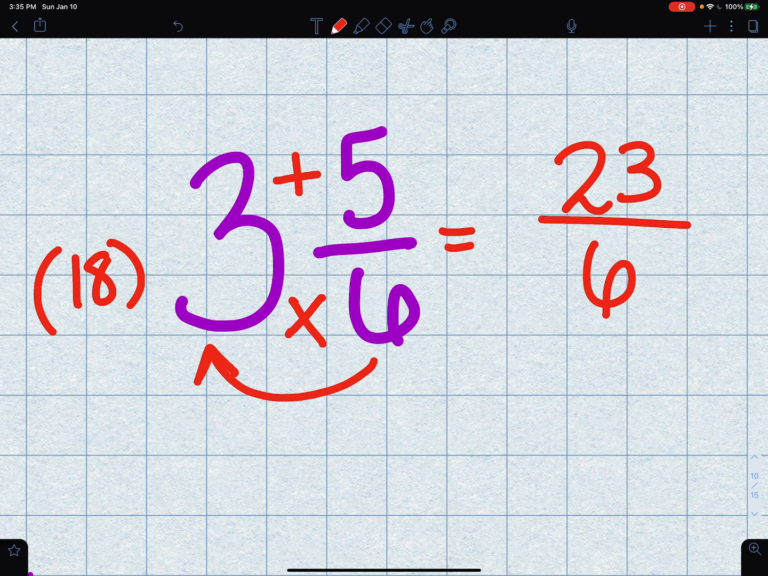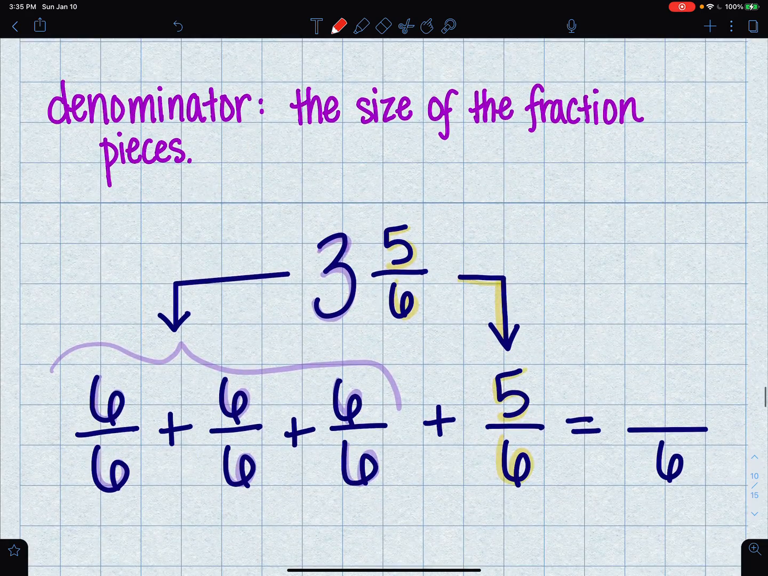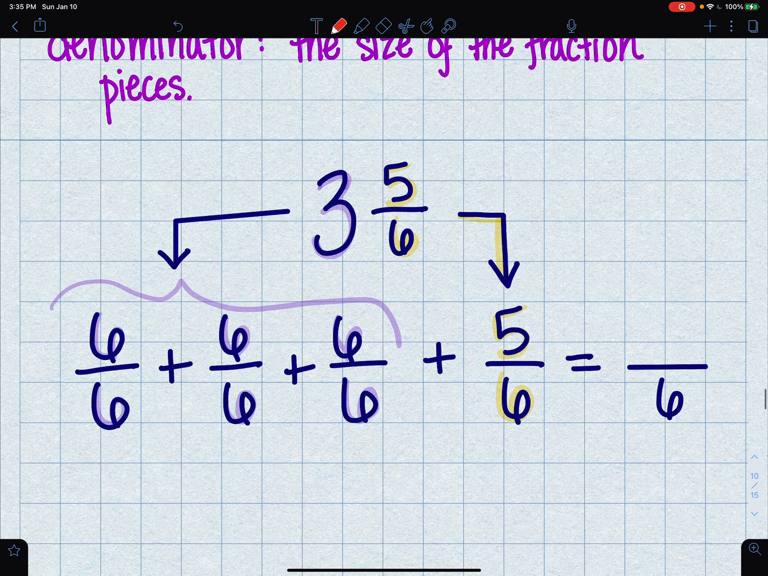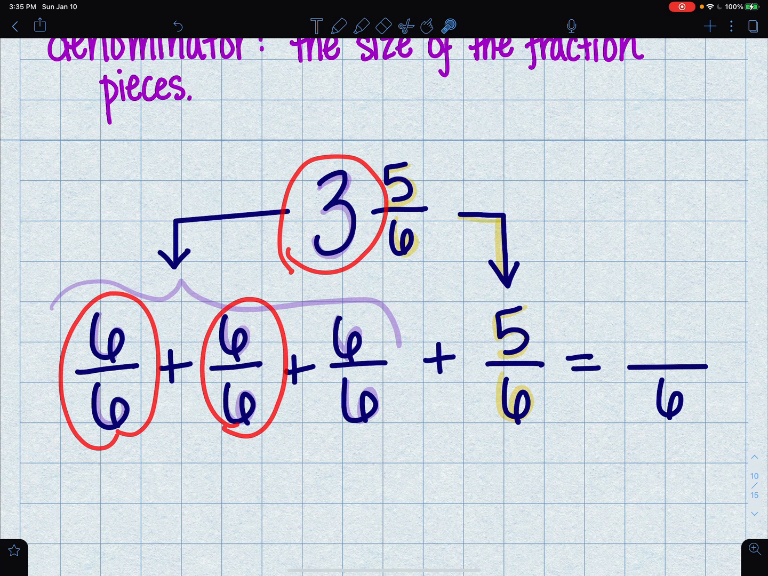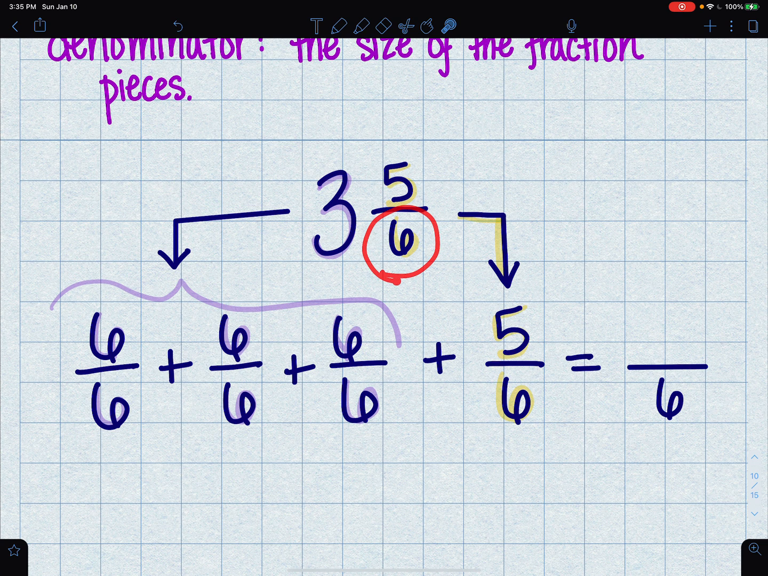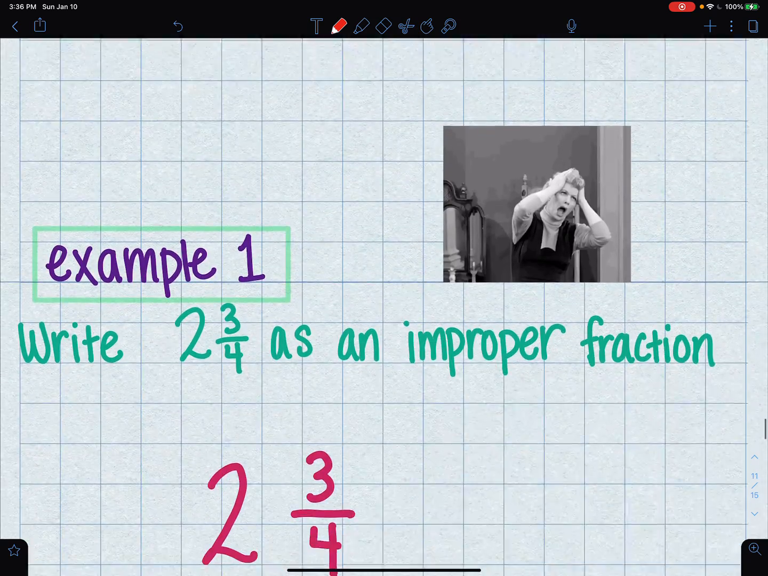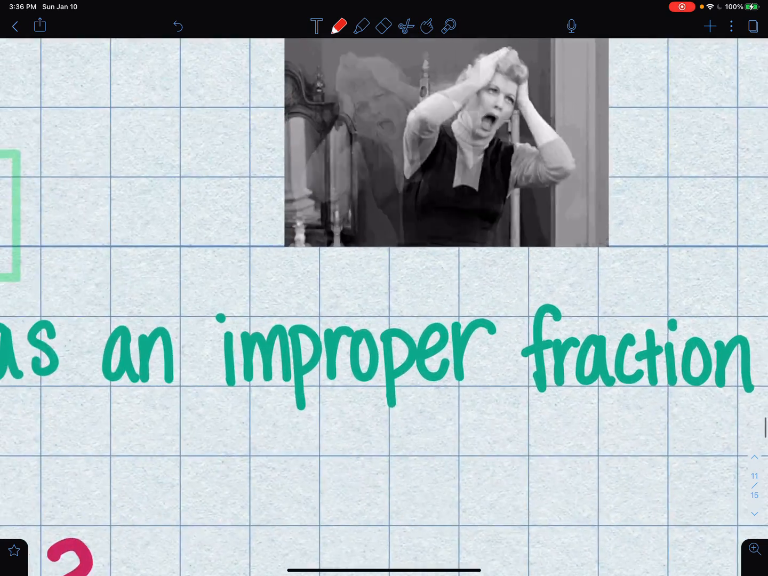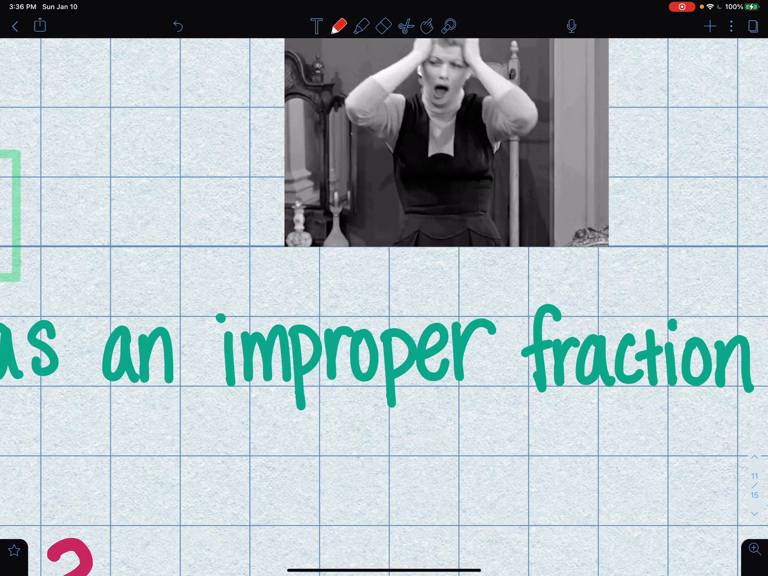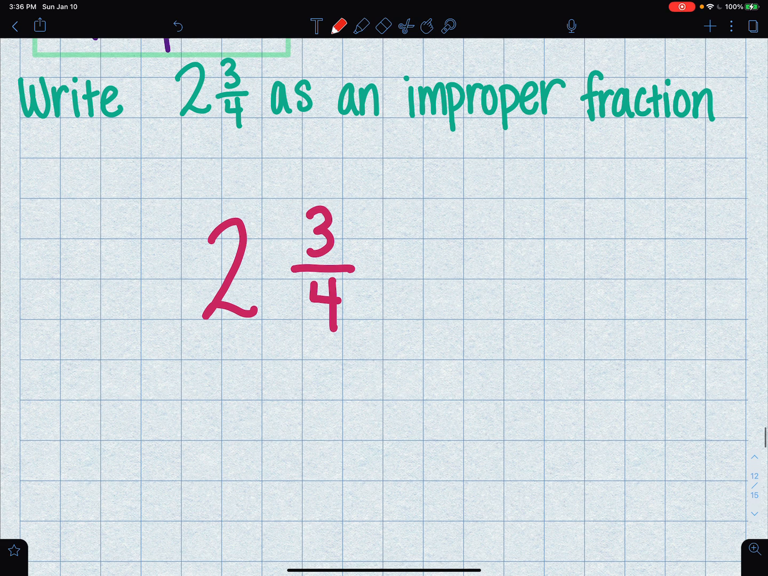Okay? Let's do example 1. Oh, this is basically what I was showing you before. So if it was confusing for you before, we take the whole number part, which is a 3. 1 plus 1 plus 1 is 3. Okay? The reason I do 6 over 6 is because that's the denominator here. And the denominator is going to stay the same. Then we have to add the 5, and we're going to get 23. All right, sweet. Let's do an example. I hope your head is not like, what's going on? If it is, then just write a little note to me. But I think that you can do this.